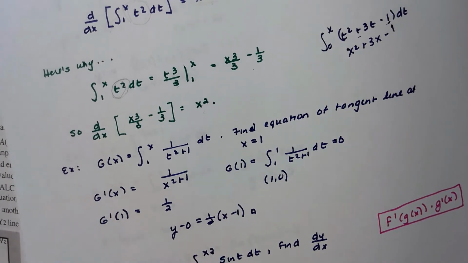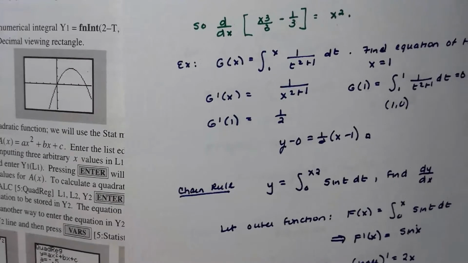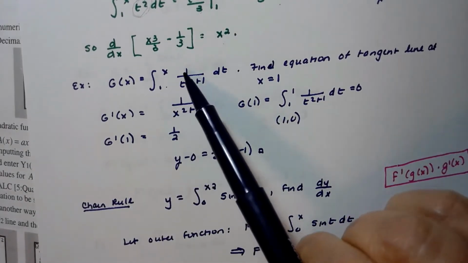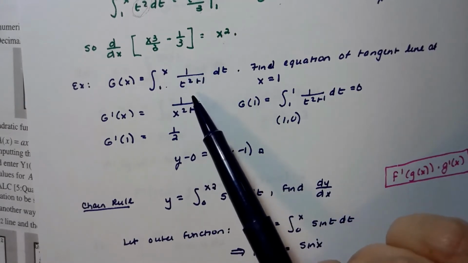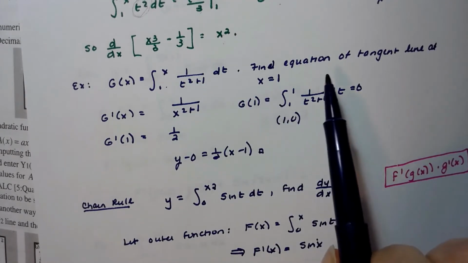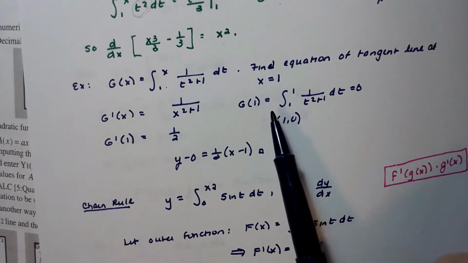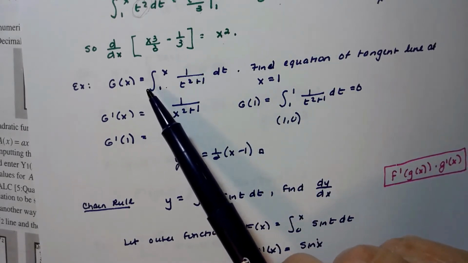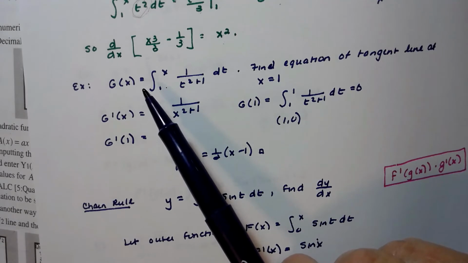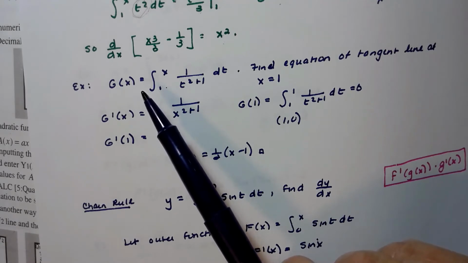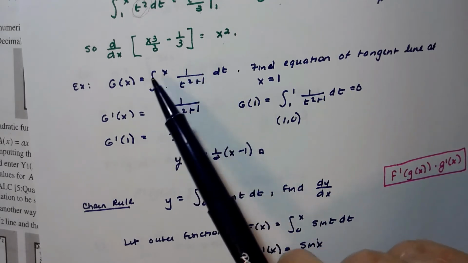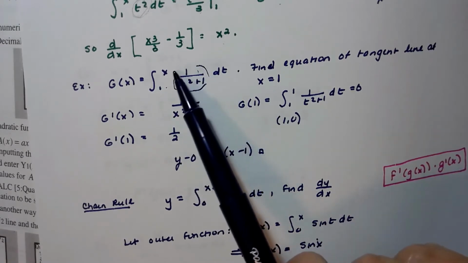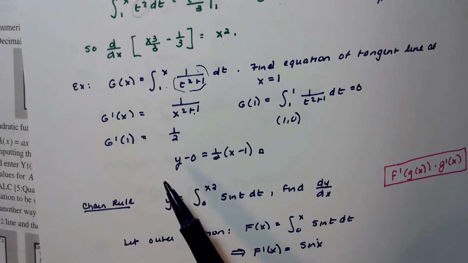Okay, here's a good example from the book. If g of x equals the integral from 1 to x of 1 over t squared plus 1 dt, find the equation of the tangent line at x equals 1. The first thing I want to do is take the derivative, because that's going to give me the slope of my tangent line. So I know the derivative of this thing is just 1 over x squared plus 1. Again, all I'm doing is taking this integrand and replacing t with x.